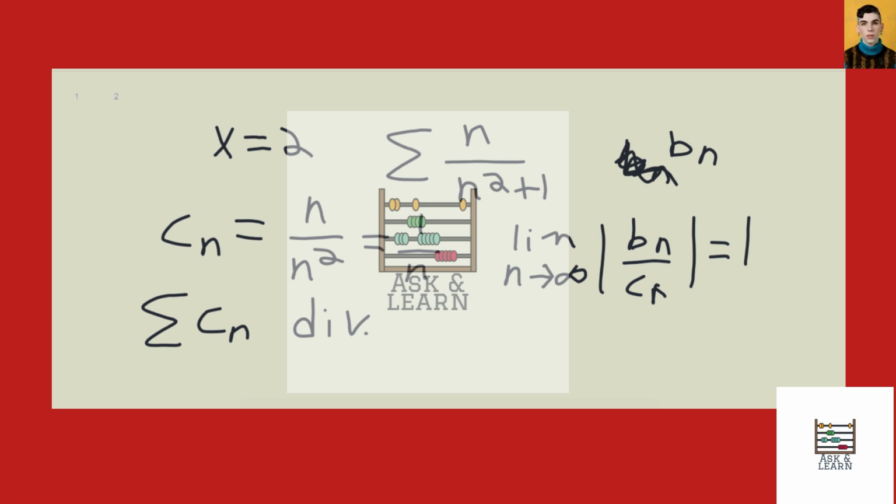So x equals 2, we have to throw out of our interval of convergence. As we mentioned, minus 2 works. And by the limit comparison test, we see that 2 does not work. So this is our interval of convergence here.